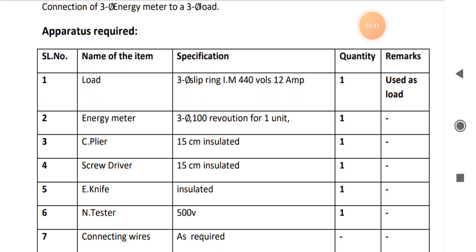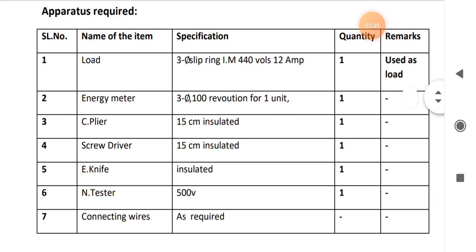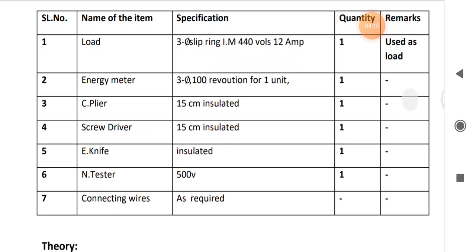Now we also require combination plier, screwdriver, electrician knife, neon tester, and connecting wires. Connecting wire is as required. The length of the wire, whatever you require, you may take, and you should insulate them properly so that nobody will be at risk, I mean to get shocks or electrocuted.